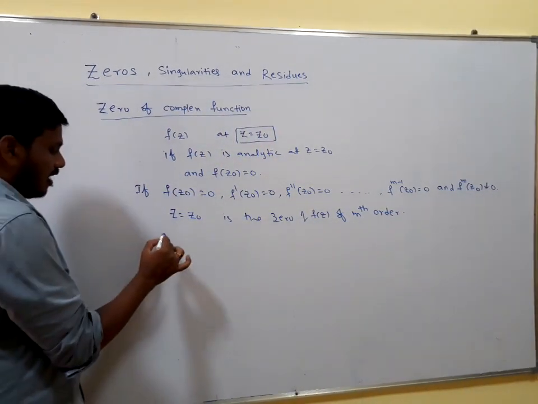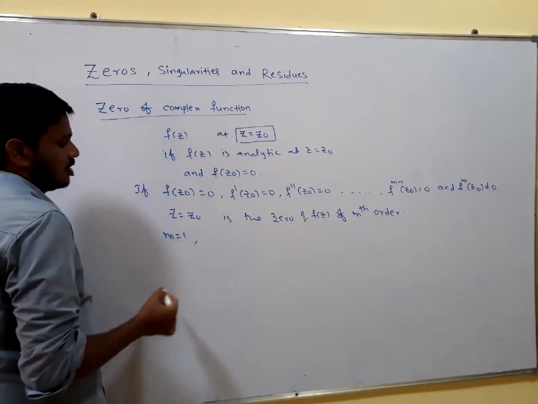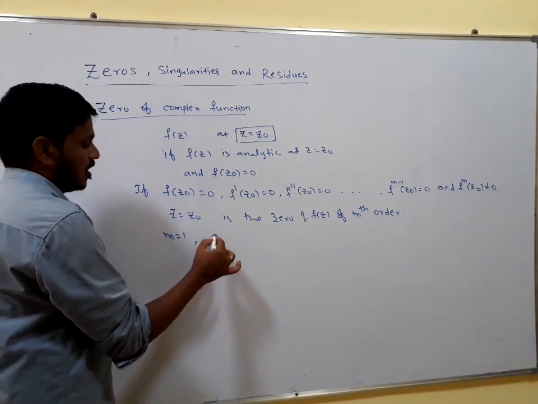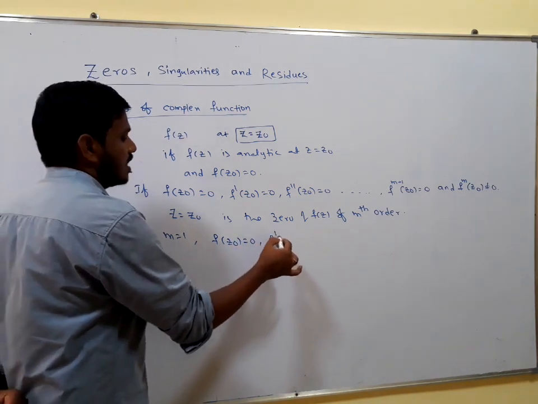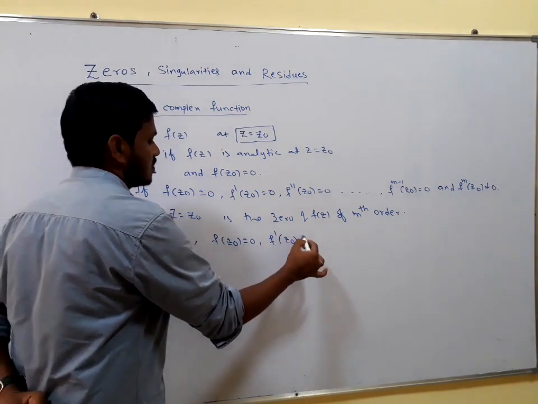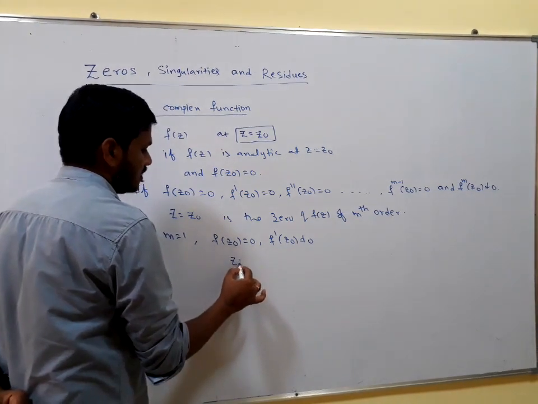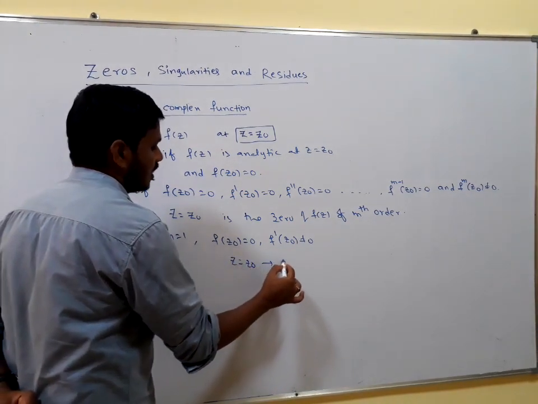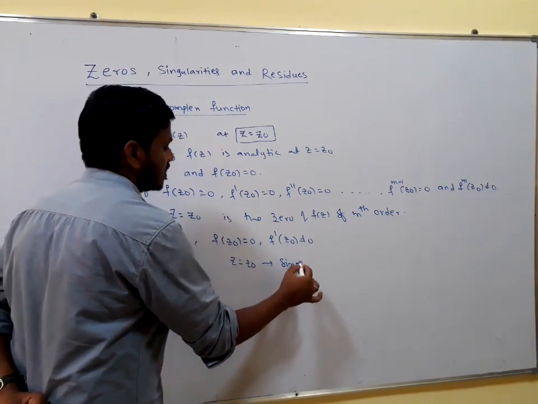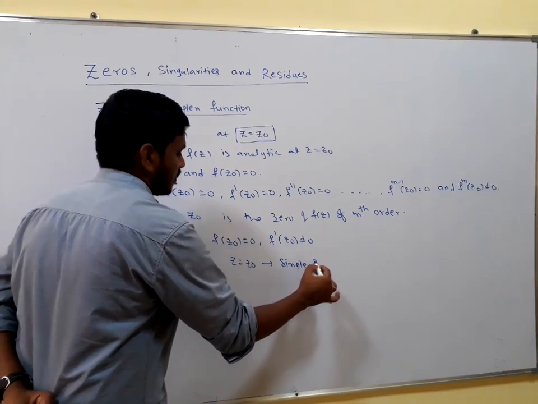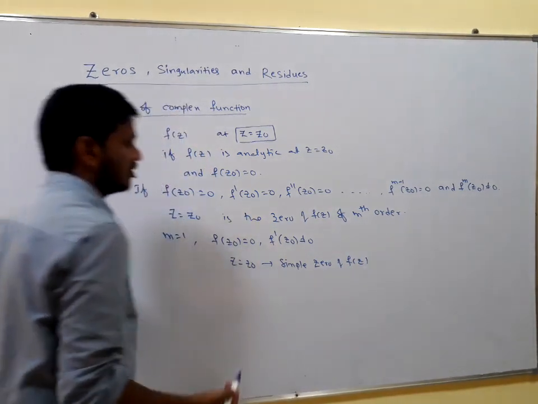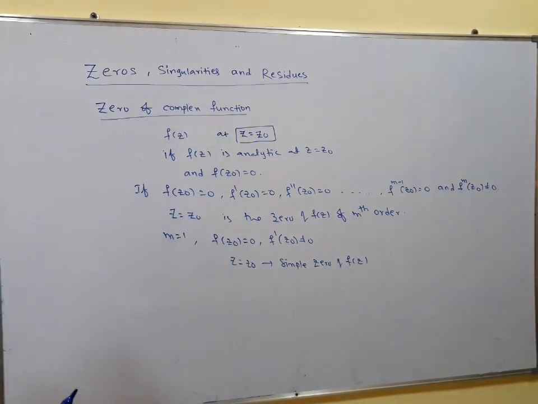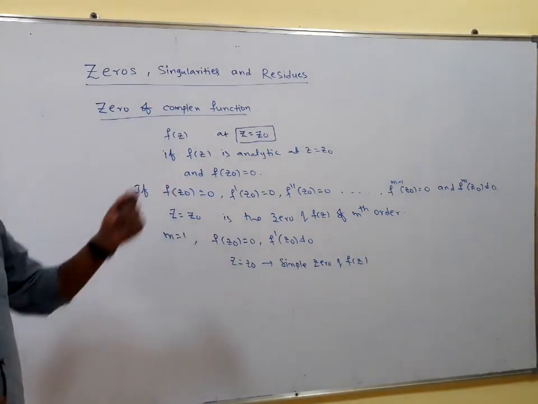Suppose I am taking m equals 1. In this case, if f of z naught is equal to 0 and f dash of z naught is not equal to 0, then the point z equals z naught is called a simple zero of f of z. This is the definition of the zeros of a complex valued function, right?